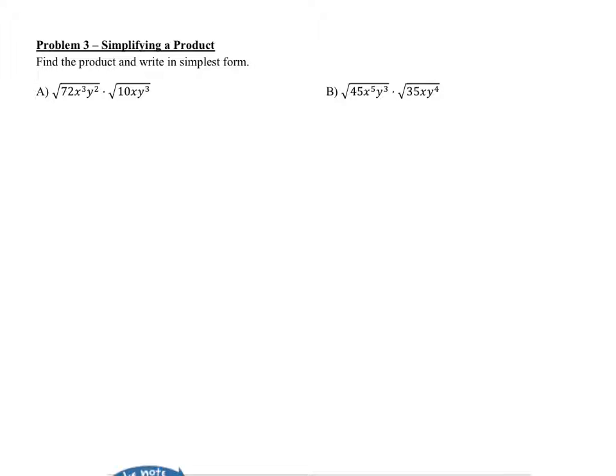So now we're going to be doing the same thing, but we're actually multiplying first. There's, again, two ways that you can do this. You could simplify both radicals first and then multiply the two together. I personally like to multiply together first. I'm going to do B, and then you're going to try to do A. So I'm going to multiply these two together first. So I'm going to have square root, so 2, of 1,575, 45 times 35, x to the 6, because I'm adding x to the 5th times x would be x to the 6th, and y to the 7th.